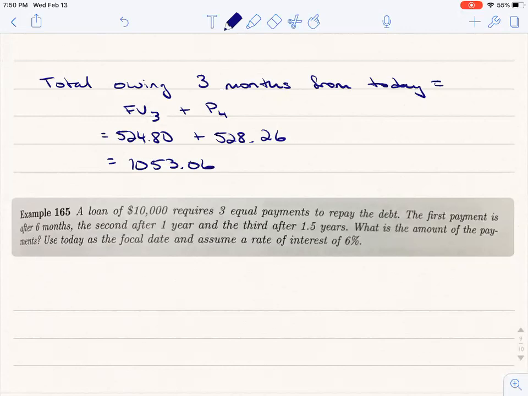Okay. So a loan of $10,000 requires 3 equal payments to repay the debt. We don't know what those equal payments are, but we're going to find out. The first payment is after 6 months, the second after 1 year, and the third after 1.5 years. Fair enough. What is the amount of the payments? Remembering that the payments have to be equal. Use today as the focal date and assume a rate of interest of 6%.